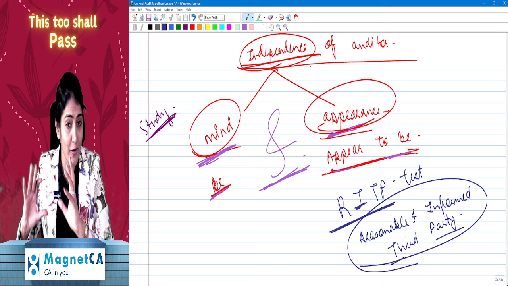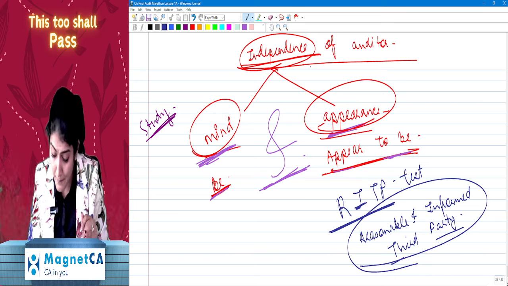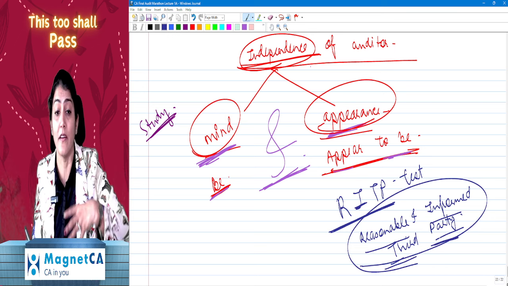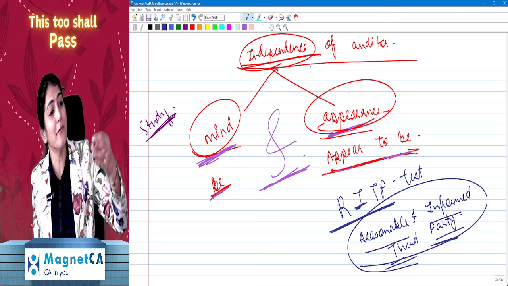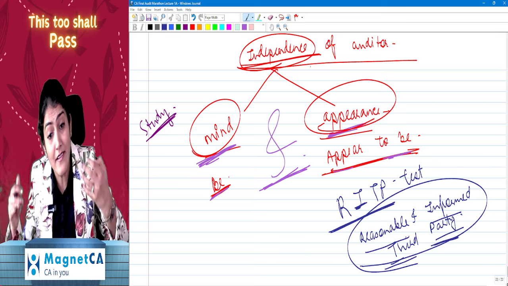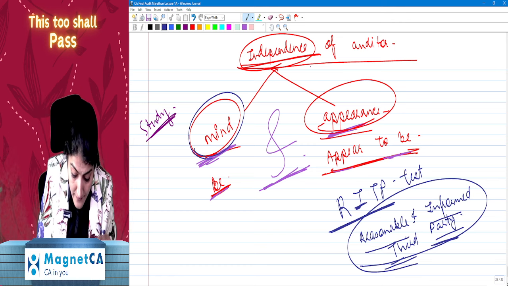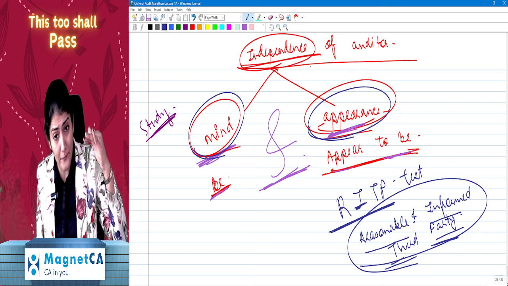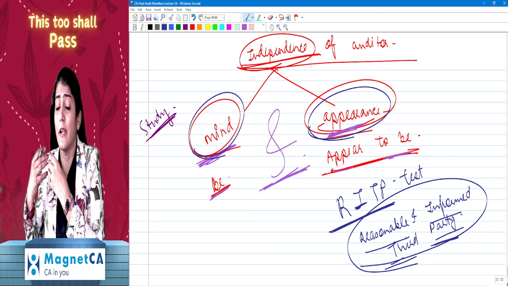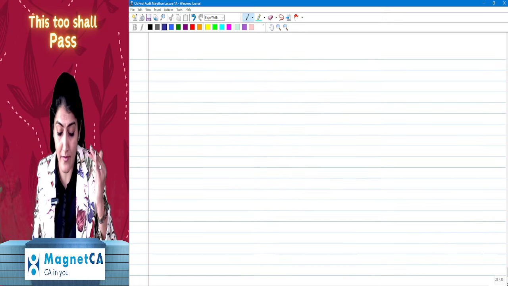It may be within your firm, it may be outside your firm. It may be a CA, it may be a non-CA. But it is a reasonable and informed third party. If they say, yeah, even I would have been in your situation, even I would have taken this decision, then it appears to be independent. Right? So the code of ethics requires not only the independence of the mind, but also the independence of appearance. Both types of independence are required.